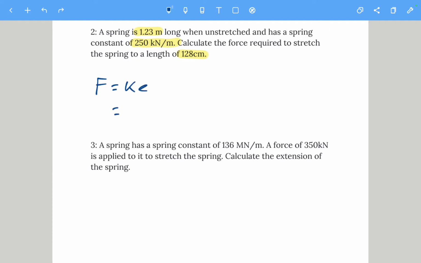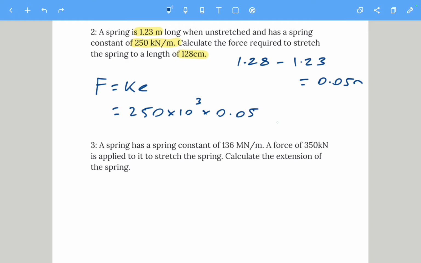The spring constant is 250 kilonewtons, so that's 250,000, so you need to times by 1,000. So you can either write the noughts, or you might be getting used to this now, but kilo times 1,000 is times 10 to the 3. You could write 250,000, completely up to you. Multiply by the extension, so this time we need to do the final length 128 centimeters, so you need to get that into meters by dividing by 100. So that's 1.28 meters minus 1.23 meters for the starting length. So that gives an extension of 0.05 meters, and then we need to multiply that by the spring constant.